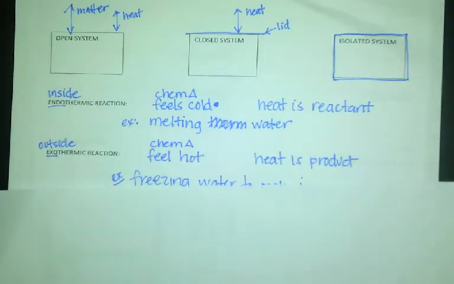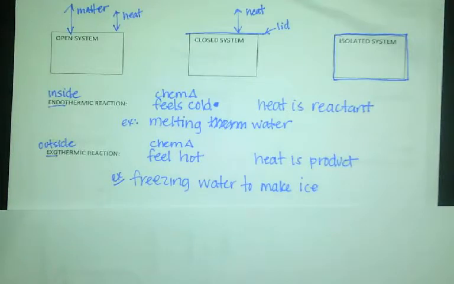All right, exothermic. The prefix exo comes from the Greek word meaning outside. The chemical changes themselves feel hot. You'll feel a lot of heat coming from them, and heat is a product of these reactions. Freezing water to make ice is actually an exothermic reaction because you need heat to leave the water in order to freeze it.